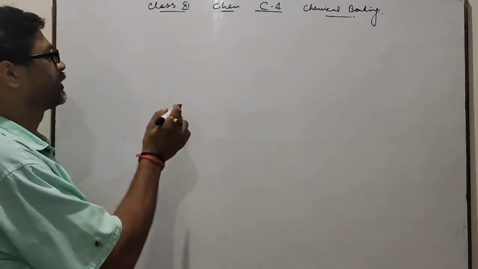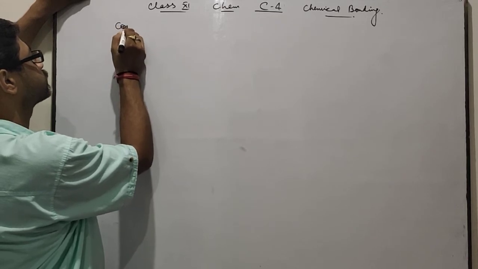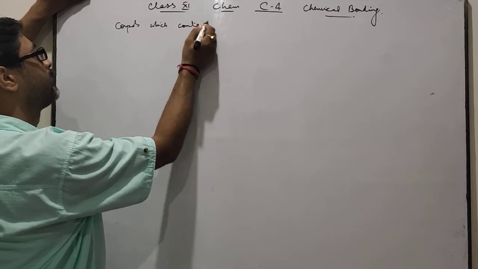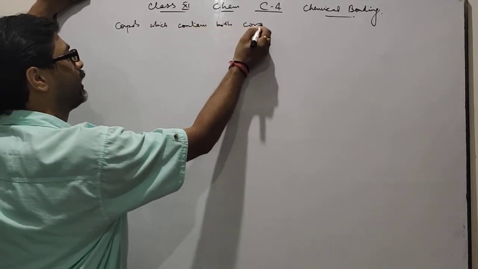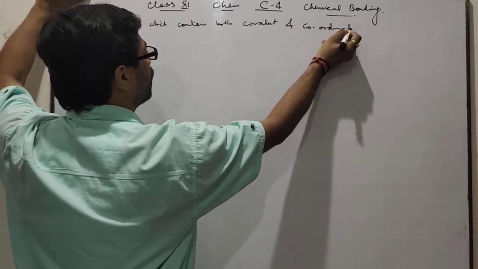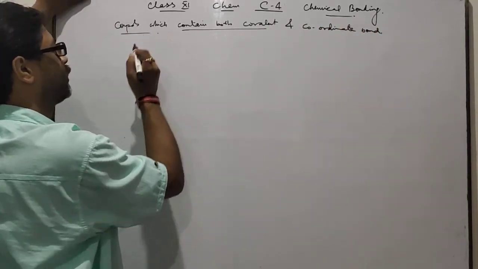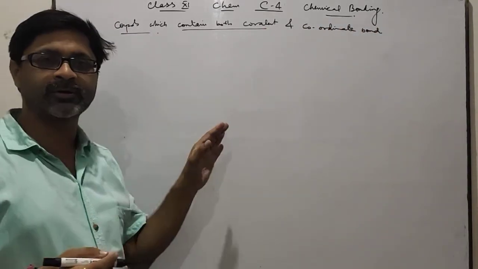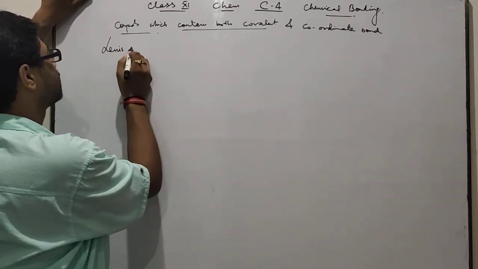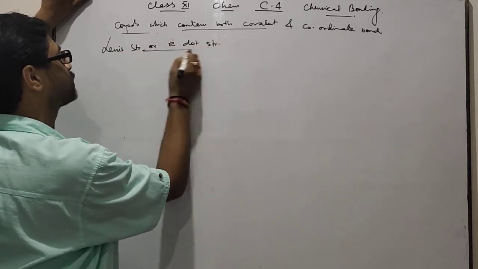Now I am going to discuss some compounds which contain both covalent as well as coordinate bonds. Both types of bonds are present in some compounds. I am going to discuss the electron dot structure, or Lewis structure, of these compounds.